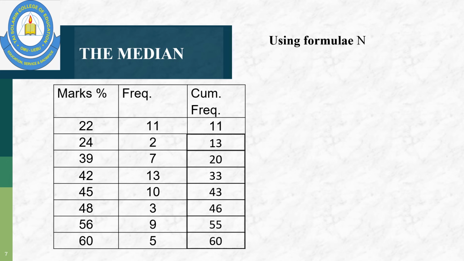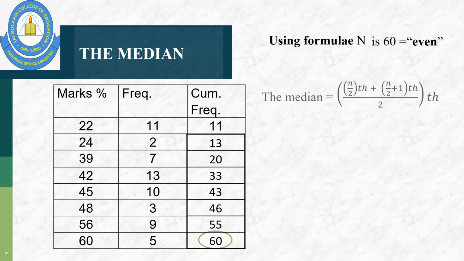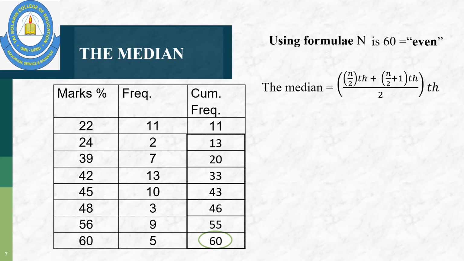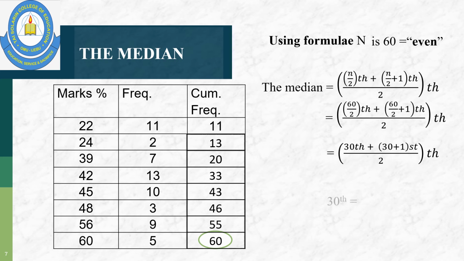So now our n here is 60, and that means that our n is an even number. So we use the formula for even numbers. What we do now is that we substitute our n to be 60. If you do that, you have this. And so when you calculate, you have the 30th position and the 31st position. The 30th and the 31st positions will be determined from the table, and that is the cumulative frequency column.